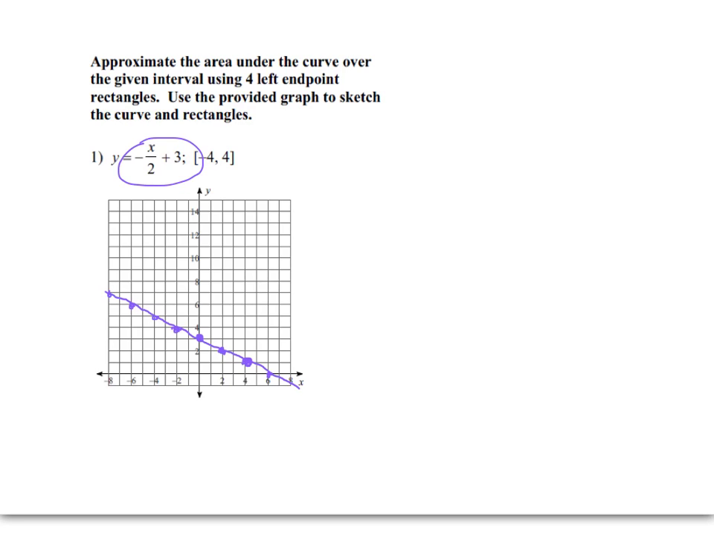There we go. Okay, we want to go from -4 to 4. So here's -4, here's 4, drawing left endpoint rectangles. And so that means each rectangle is going to be 2 wide. We're going to draw up on the left side until we touch our graph and then come over.